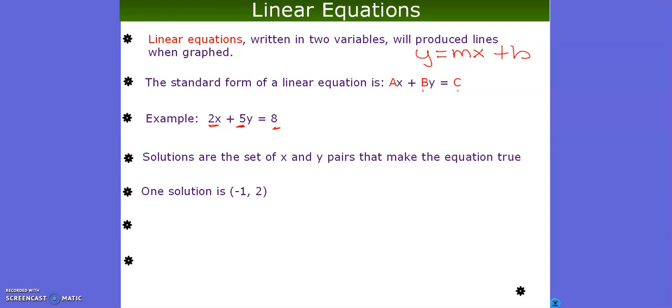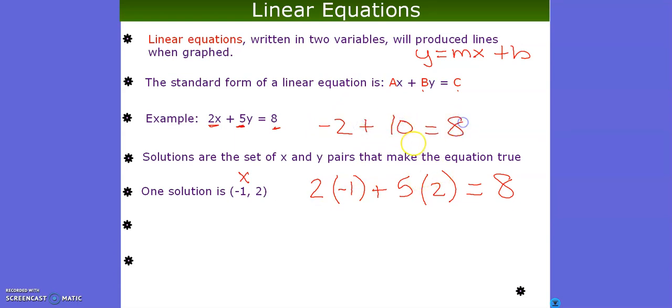One solution is (-1, 2). So let's see, if we were to plug that into this equation, I would put the -1 in for x, I would put the 2 in for y, and what we're hoping for is this to be a balanced equation. So let's see, 2 times -1 is -2, plus 5 times 2 is 10. Does that give me 8? When simplified, it does. That's why (-1, 2) is the solution. I can plug an x and a y in there to make it balanced. You prove it by checking it out.